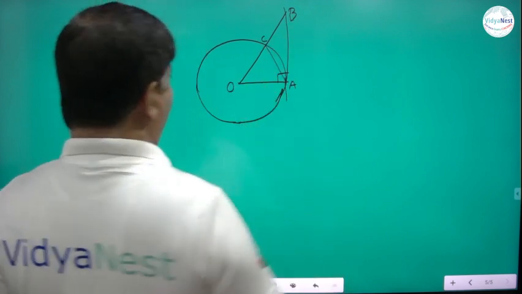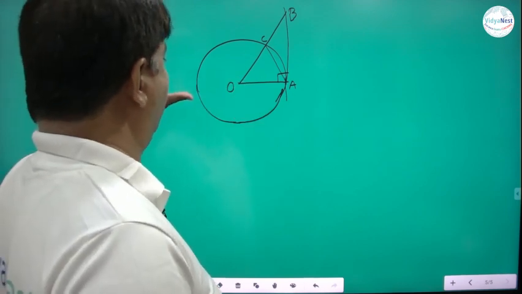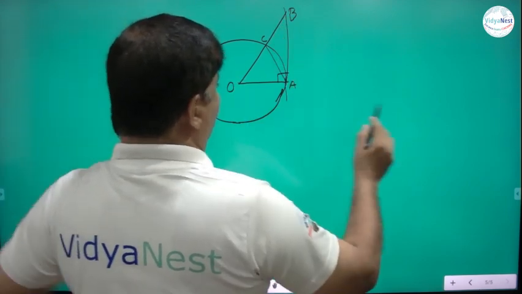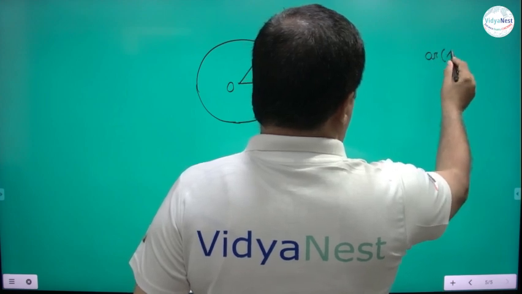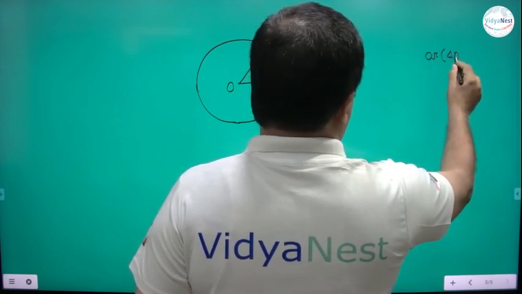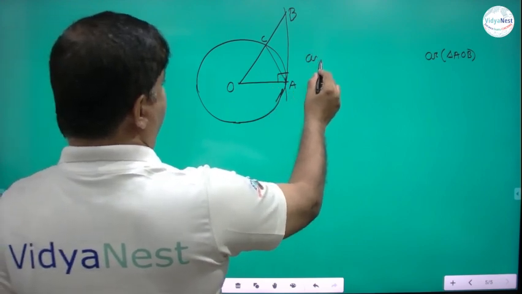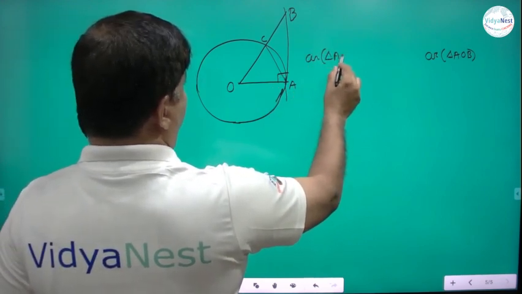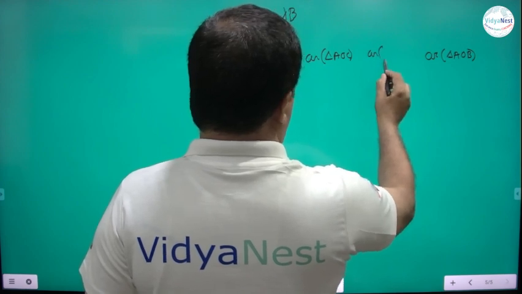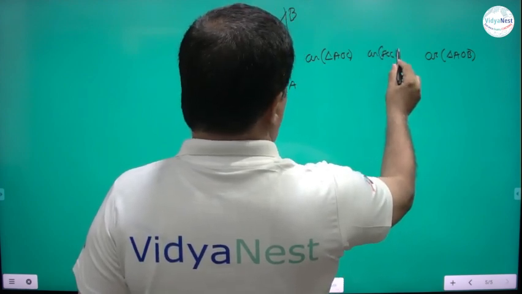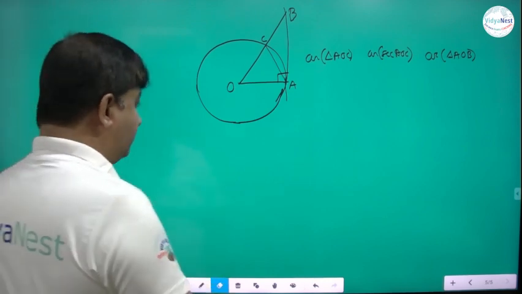So, by this triangle and this circle, we have got three areas: area of the bigger triangle OAB, area of triangle AOC, and area of the sector AOC.